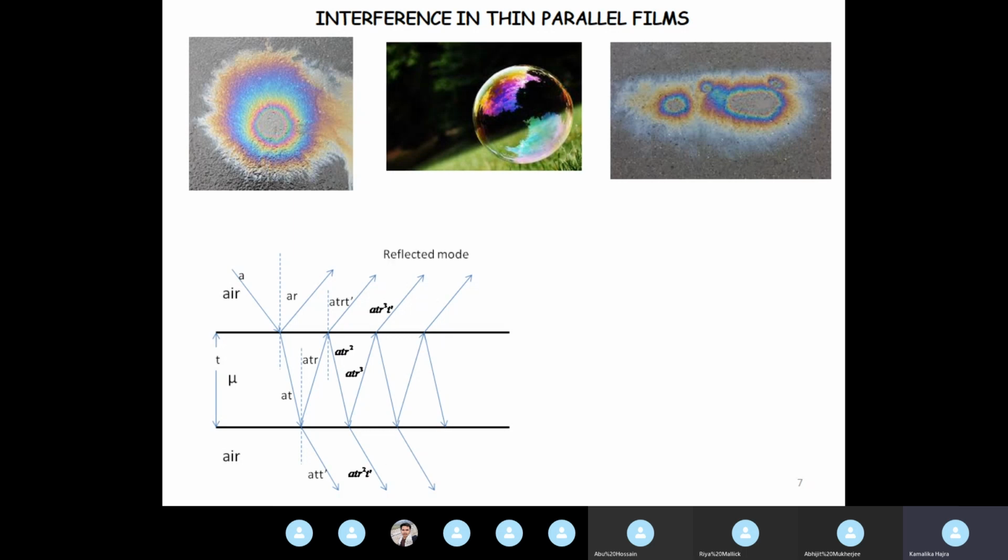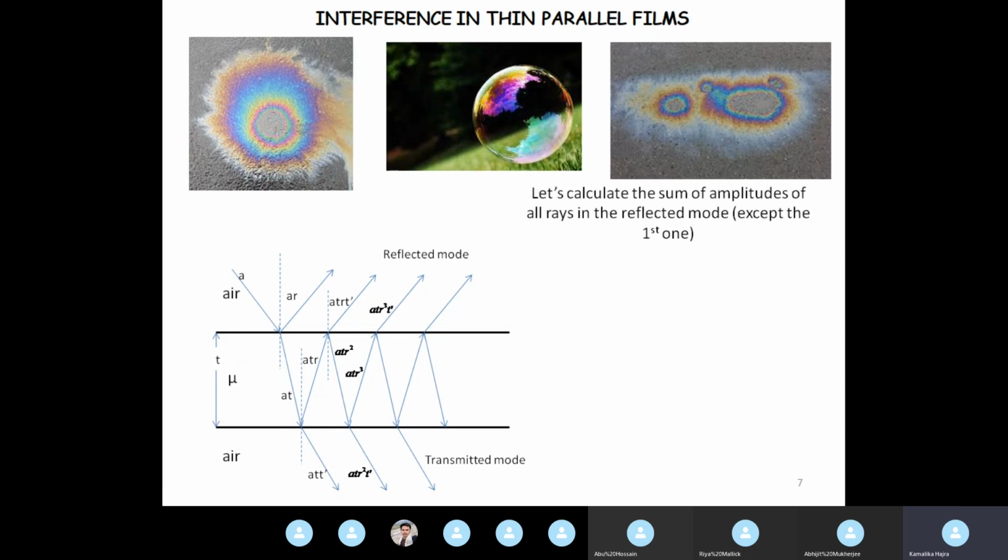And all the rays in the region above the film constitute the reflected mode, simply because the first ray in this region is a reflected ray. And all the rays in the region below the bottom boundary constitute the transmitted mode, because again the first ray in this region is a transmitted ray.